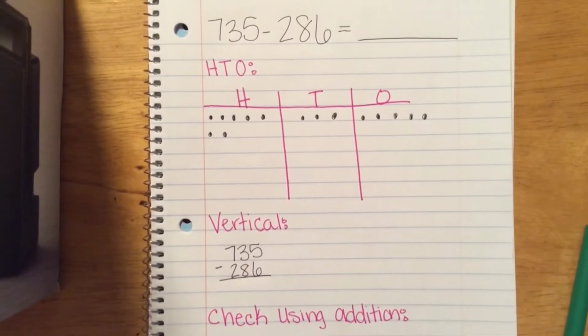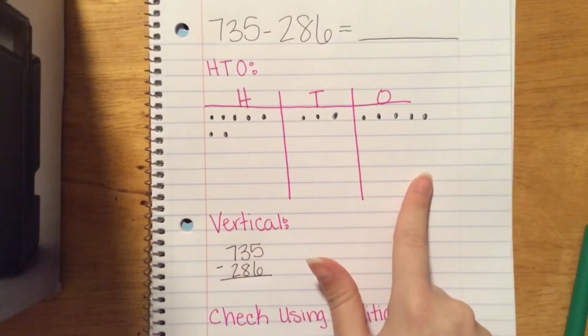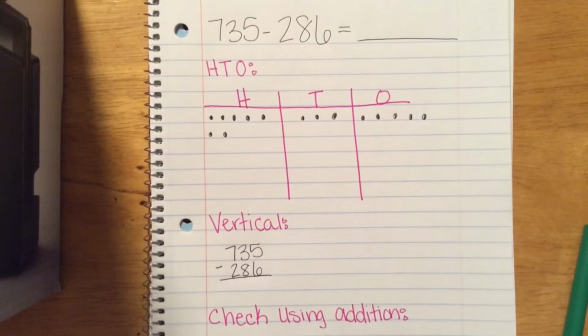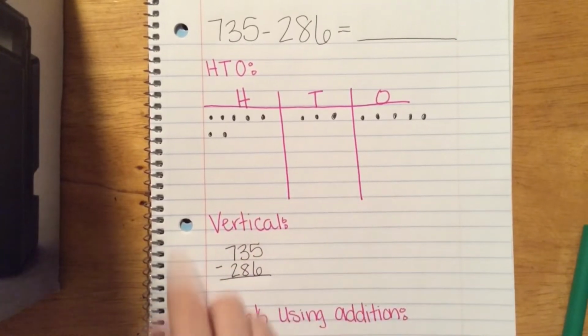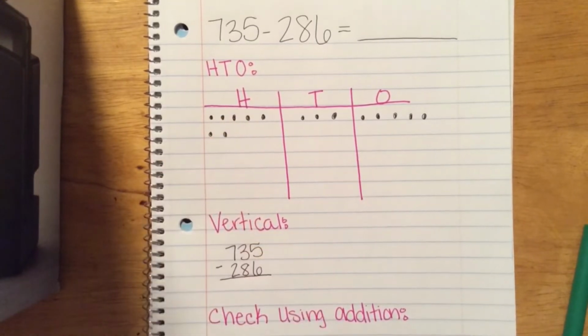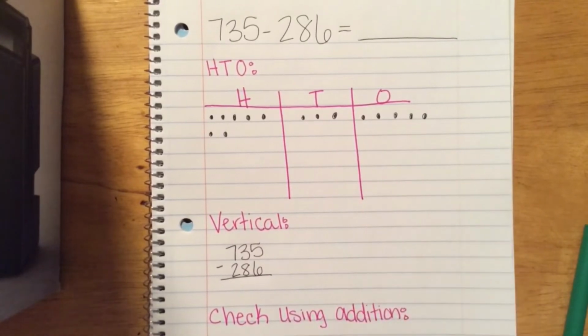If you look at the HTO chart, it already has the hundreds, tens, and ones written out. Let's go ahead and check that just to make sure that I didn't mess up before we start. So we should have 7 hundreds, 3 tens, and 5 ones. 1, 2, 3, 4, 5, 6, 7 hundreds, 1, 2, 3 tens, and 1, 2, 3, 4, 5 ones. All right, I think that we are good to go. We can go ahead and start our subtraction.